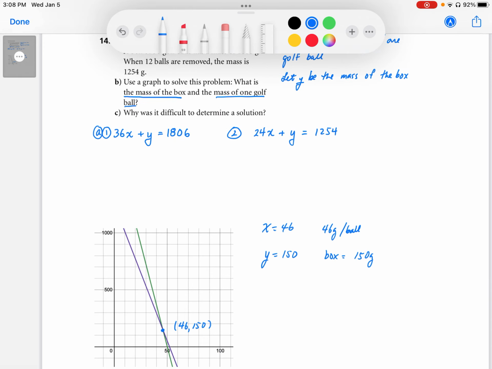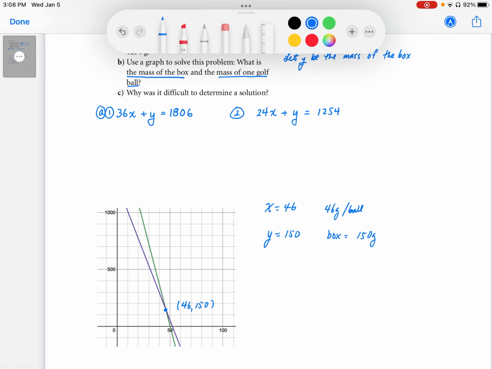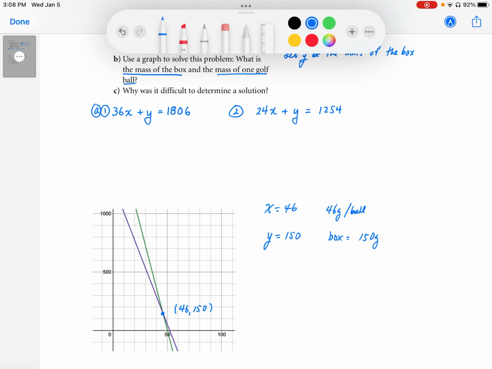It says here, why is it difficult to determine a solution? Well, it's hard to find that point by guess and check, but we can find it by graphing. We could also solve this by algebraic methods, which we're going to get into. In this case, we could solve this by substitution. And the solution by substitution looks like this.